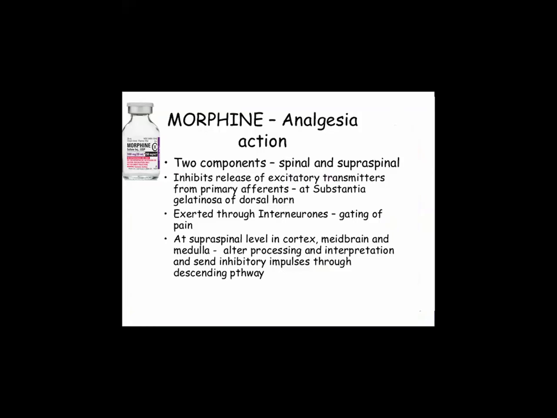So, how does morphine influence pain sensation? Firstly, it has two components, spinal and supraspinal. So morphine causes spinal and supraspinal analgesia. It inhibits release of excitatory transmitters from primary afferents at the substantia gelatinosa of the dorsal horn, exerted through interneurons, gating of pain. At the supraspinal level in cortex, midbrain, and medulla, it alters processing and interpretation and sends inhibitory impulses through the descending pathway.